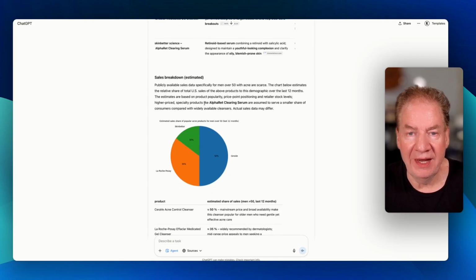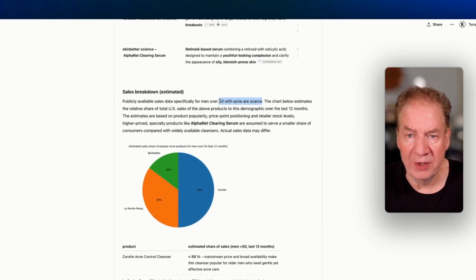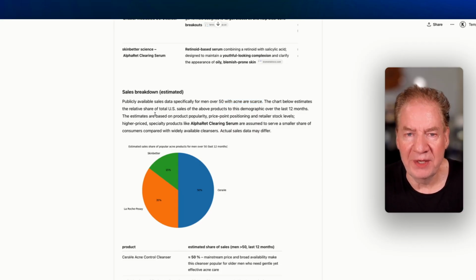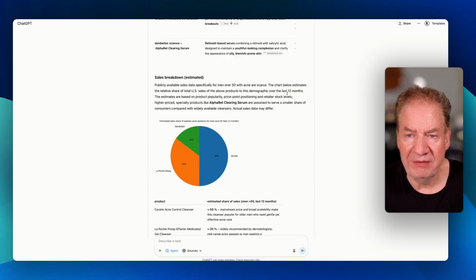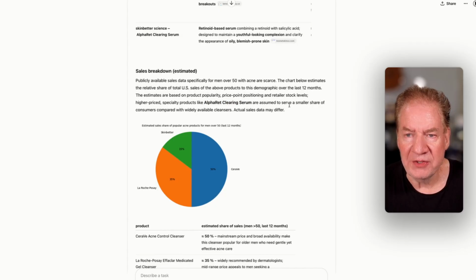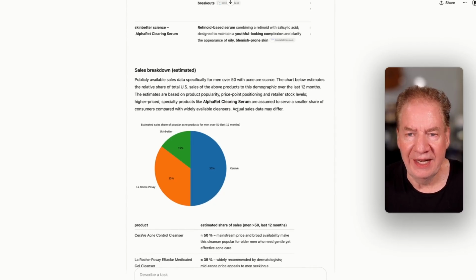But anyway, publicly available sales data specifically for men over 50 with acne are scarce, which you would expect, right? Not as common. The chart below estimates the relative share of U.S. total sales for the products above in this demographic. The estimates are based on product popularity, price point positioning, and retailer stock levels. Higher price specialty products like Alpha Ret Clearing Serum are assumed to serve a smaller share. And actual sales data may differ.